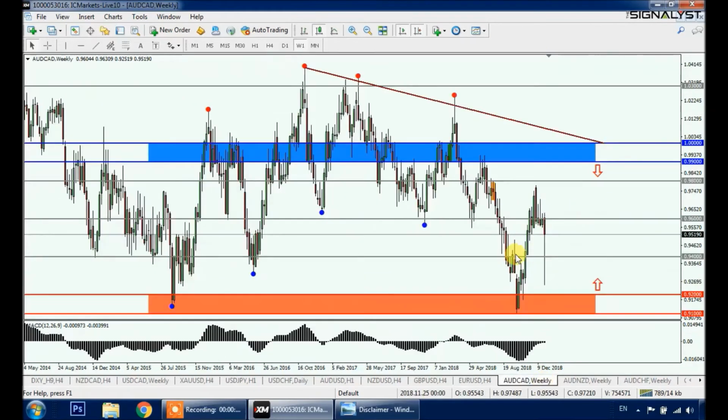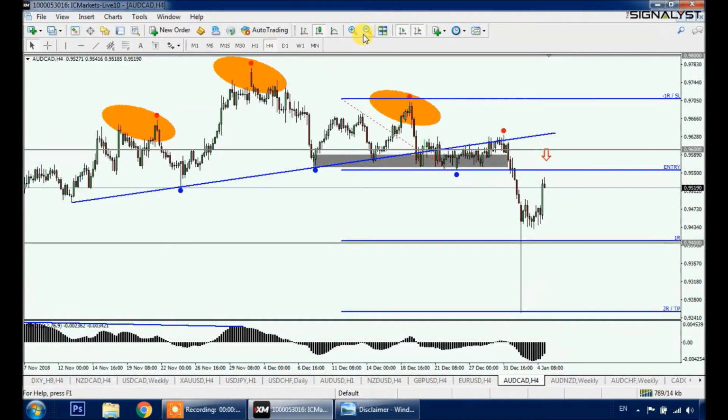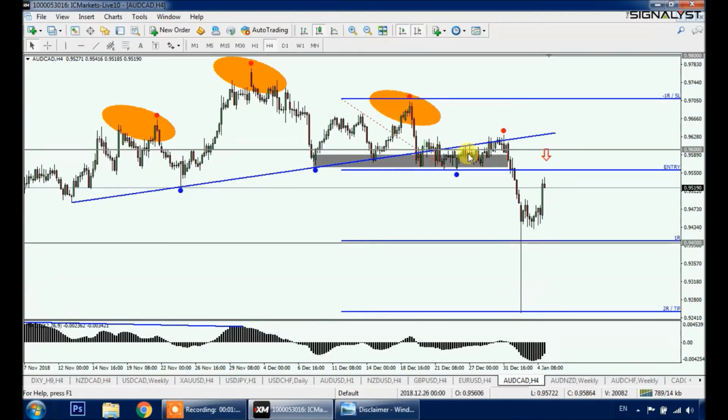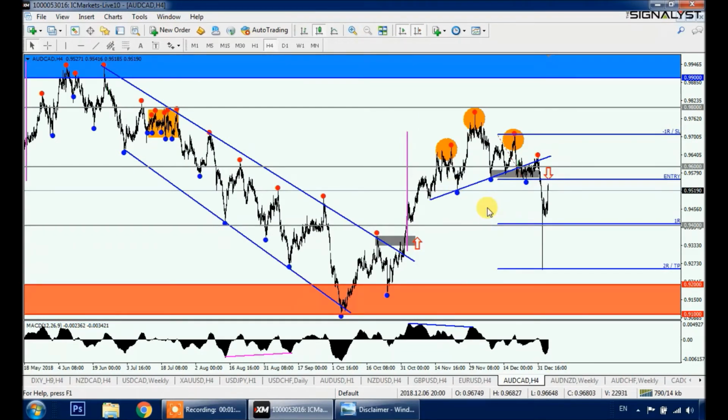AUD CAD, we had a potential setup on this one last week, but we missed it. Head and shoulders pattern with divergence on resistance round number 0.98. We didn't catch this one, but it hit take profit, so we are staying away from this one for now until it reaches the blue zone or our red zone to look for more opportunities.